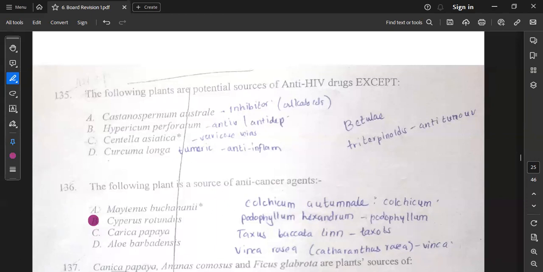Anyway, the following plants are potential sources of anti-HIV drugs except: Castanospermum australe, Hypericum. We have decided on B. It looks like the most, I don't know. But I've told you, I've checked from my notes, it's Carica papaya. Yes. Honor is saying choice A is also used as anti-tumor as well. Okay, it's okay. And Patel is saying B is used for leukemia.